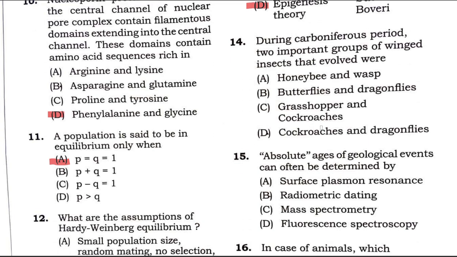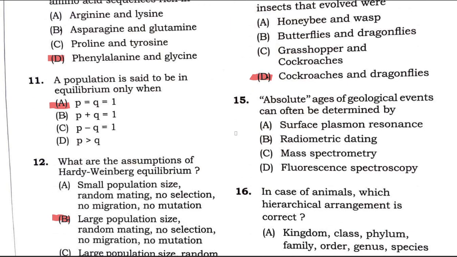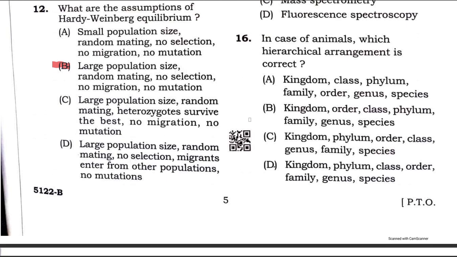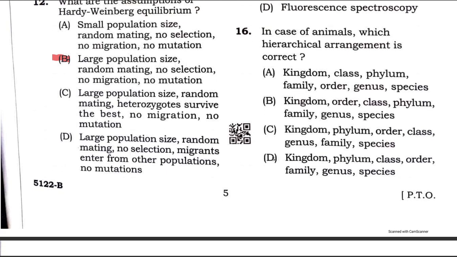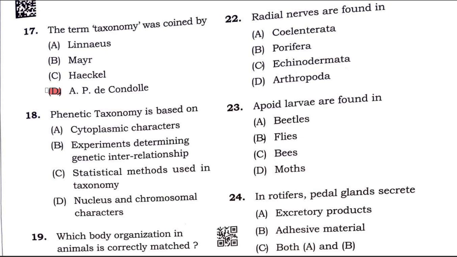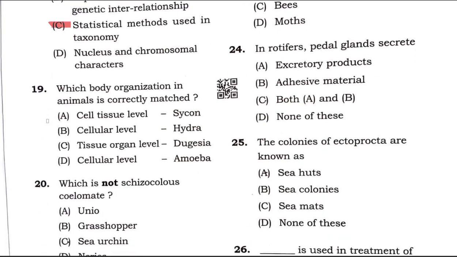During the Carboniferous period, two important groups of winged insects that evolved were, of course, the cockroaches and dragonflies. These are the oldest groups. Absolute ages of geological events can also be determined by radiometric dating only. Then, in case of animals, which hierarchical arrangement is correct? Of course, D is the correct one. Then the term taxonomy was coined by A.P. de Candolle. Phenetic taxonomy is based on phenetics. This term is related with statistical methods, so this is statistics used in taxonomy.